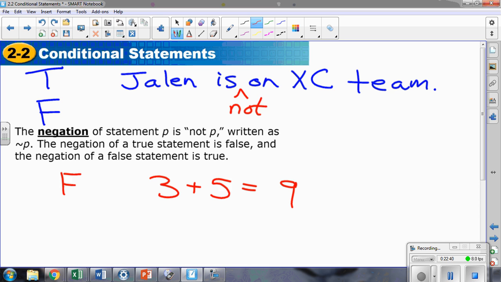And so what could we do to change this? Three plus 5 equals 9. 3 plus 5 is not equal to 9. And there's our change. A negation is typically going to just put the word not in there somewhere to change them. It's finding a good, accurate place to stick in the word not so that you change it. Change the truth value.